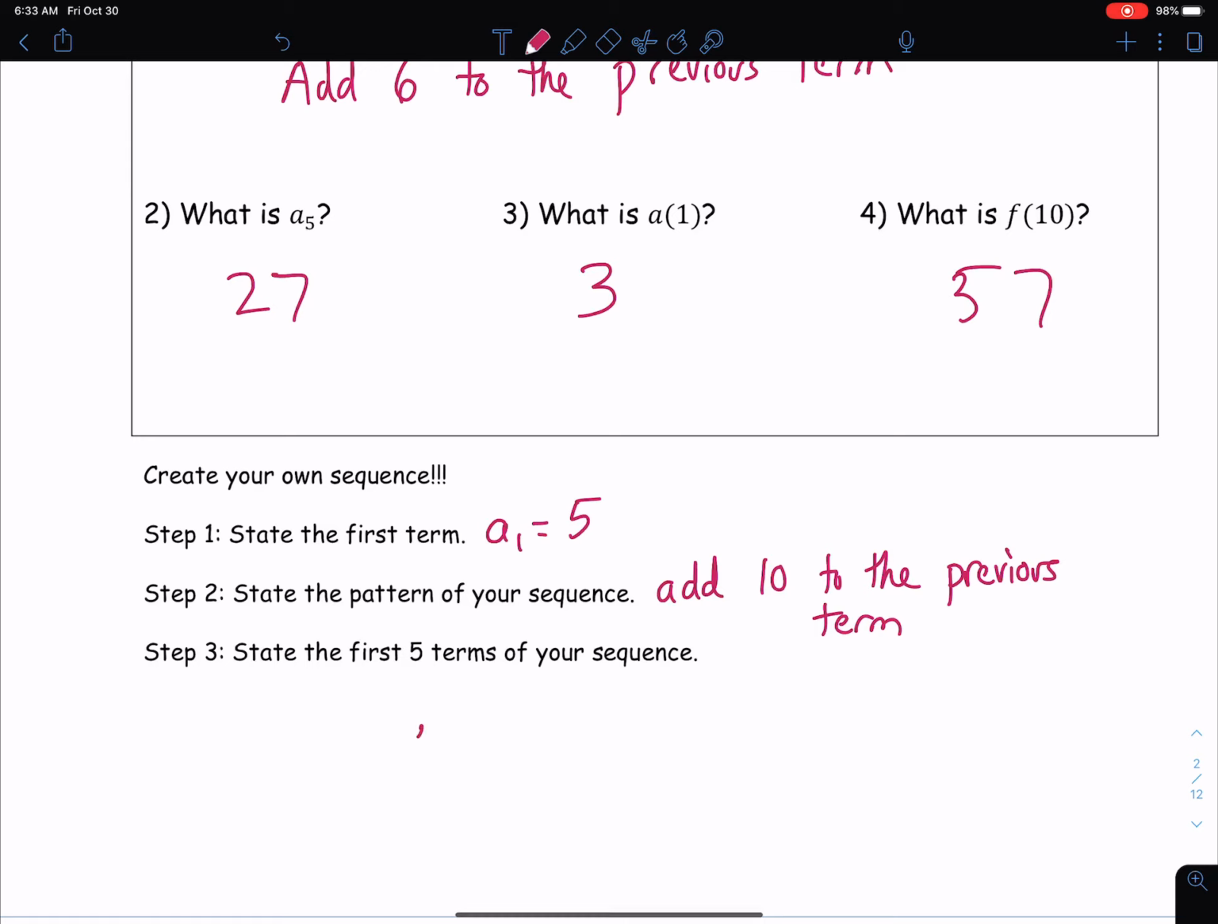So first 5 terms. My first term will be 5. Add 10, 15. Add 10, 25. Add 10, 35. And add the last 10 to get 45. So those would be the first 5 terms of my sequence. Again, I don't think anyone's got the same exact sequence as I have.